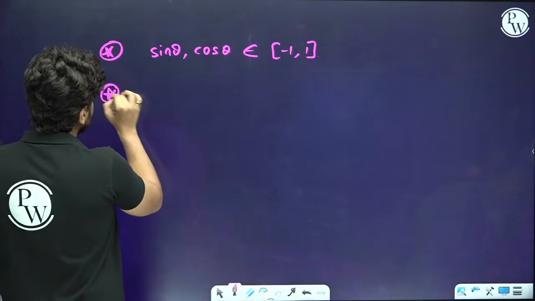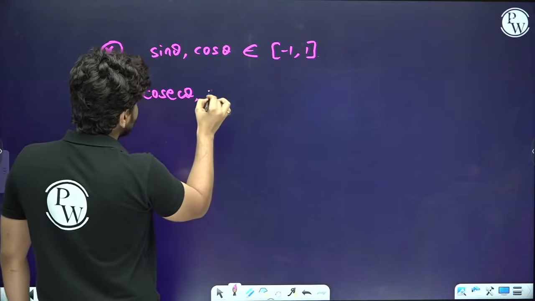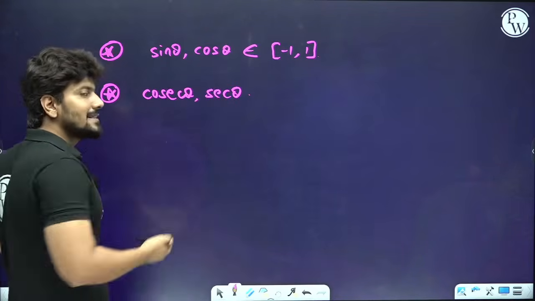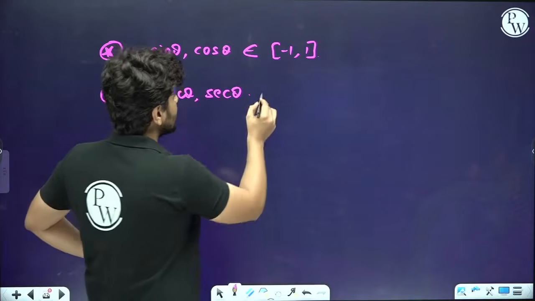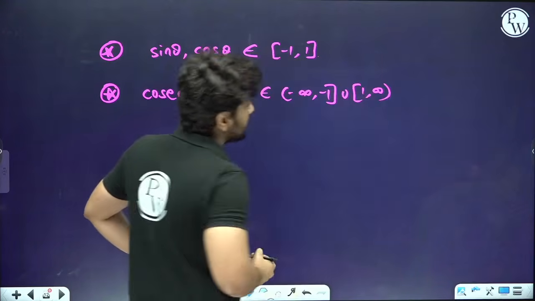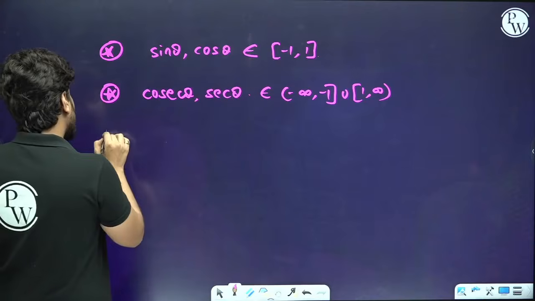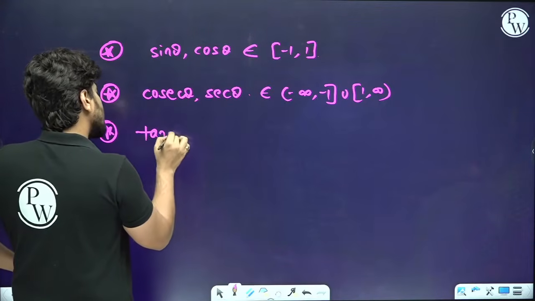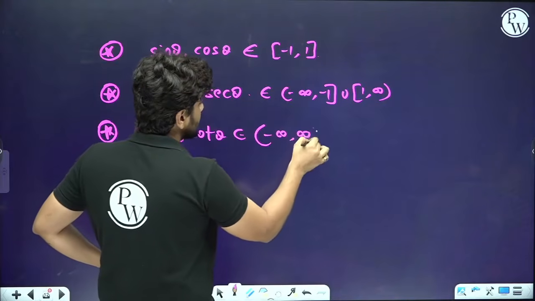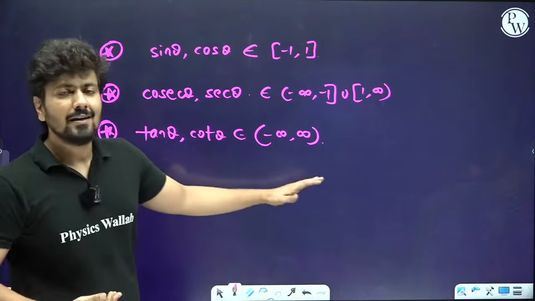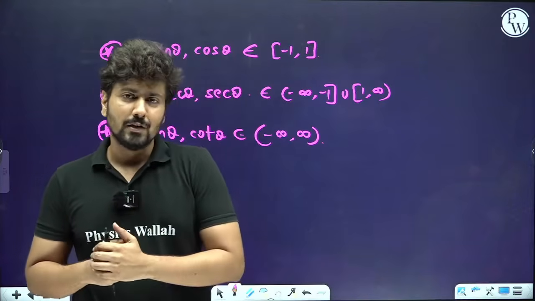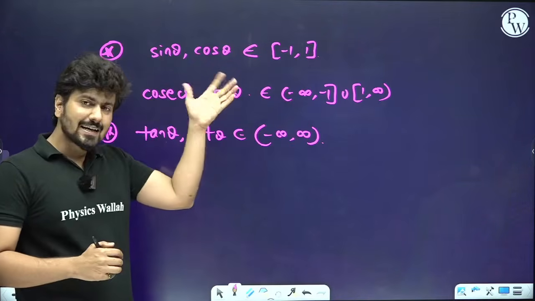And cosec theta and sec theta, basically cosec theta is the reciprocal of sin theta, sec theta is the reciprocal of cos theta. So both of these functions lie between minus infinity to minus 1 union 1 to infinity. That will be their range. And if we talk about tan theta and cot theta, both of their ranges are from minus infinity to infinity. Basically they can attain any real number. So as you can see, cosec theta and sec theta can never become 0.